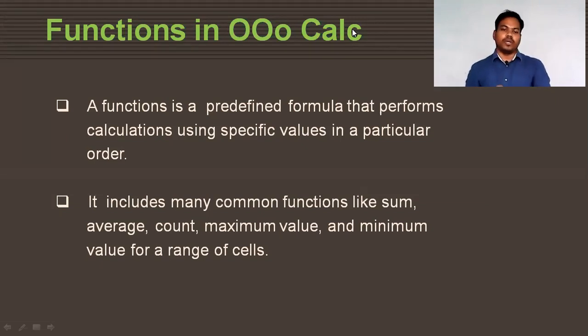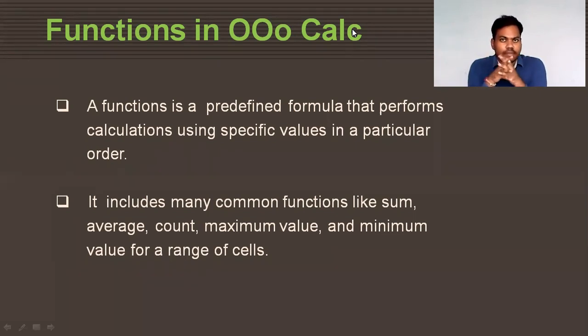Now next, the most important topic, functions in OpenOffice Calc. What are functions? Formulas and functions. A function is a predefined formula. Right? What is a formula? A plus B plus 1 plus 5 plus 7, this is the formula, right? For the addition. But if you want to apply a predefined formula, some function is there. It will add all these values. Both are doing the same thing. But a predefined formula is called a function that performs calculation using specific values in a particular order.